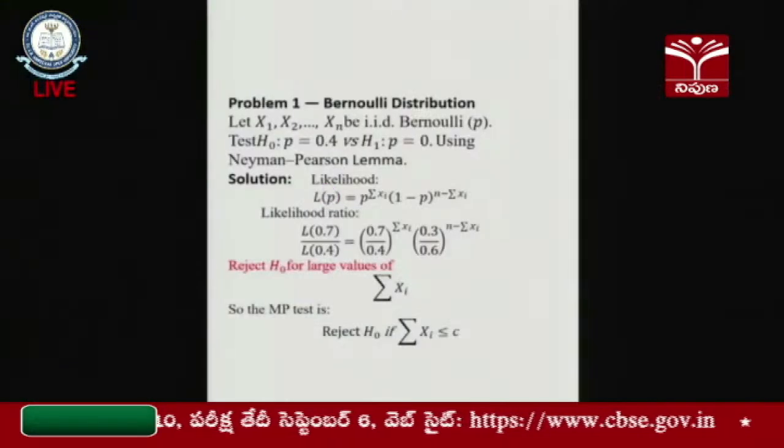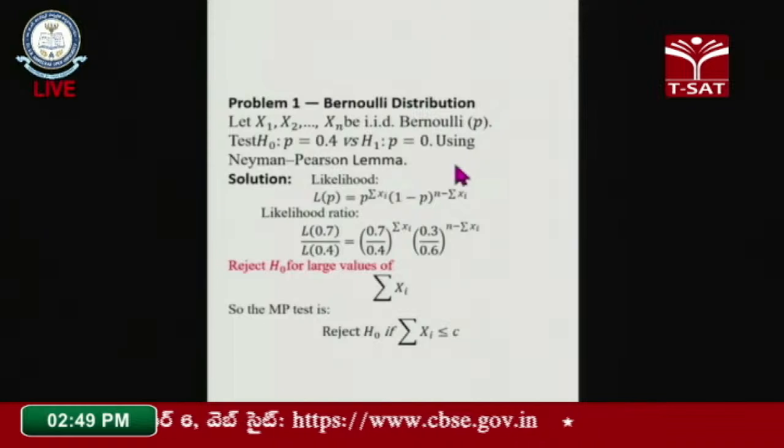Yes, sir. We know the Bernoulli distribution is one of the discrete distributions. It takes only two possibilities, success and failure. Let us suppose x1, x2, and so on up to xn are IID independent Bernoulli random variables with parameter p, the probability of success. So under H0, p equals 0.4 versus H1, p equals 0.5.